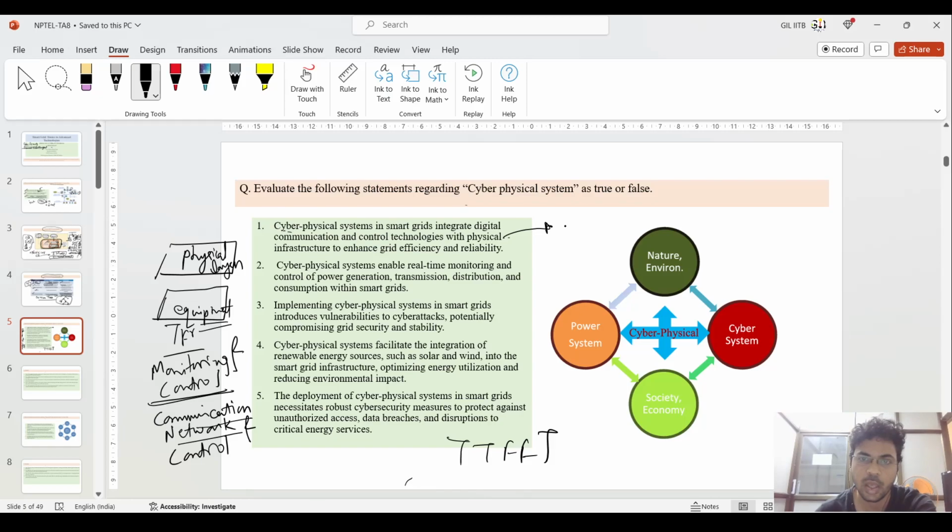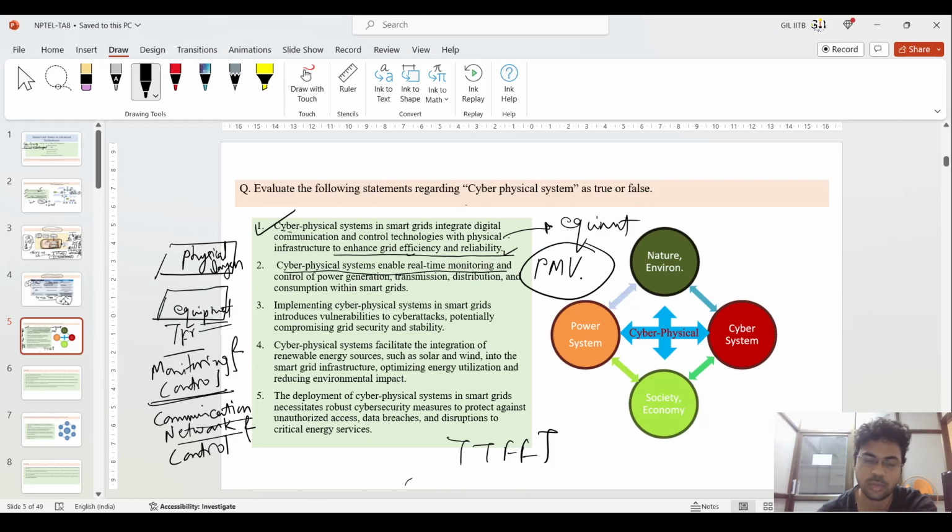Physical infrastructure is such that there is the conventional power system network, or the smart grid kind of thing, with equipment which were there inside of that. Second is such that it enhances the grid efficiency and reliability. That is true, because the control and communication part is very, very important for maintaining this smart grid's efficiency and reliability.